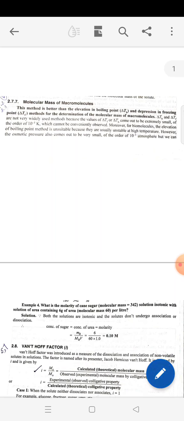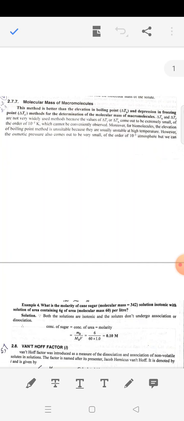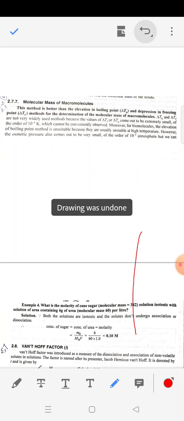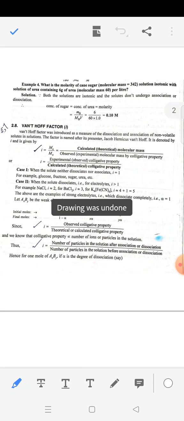Next week, I will tell you to solve this numerical. This question has been asked quite a number of times in the board exam. Not a very difficult sum, you can do it on your own. The portion which we left out is the Van't Hoff factor.